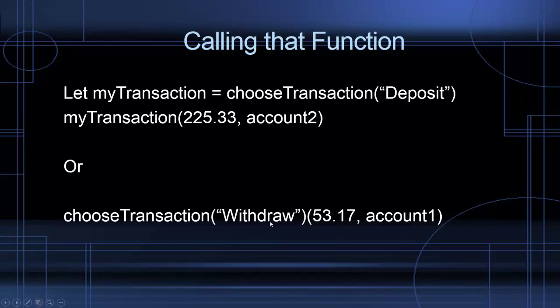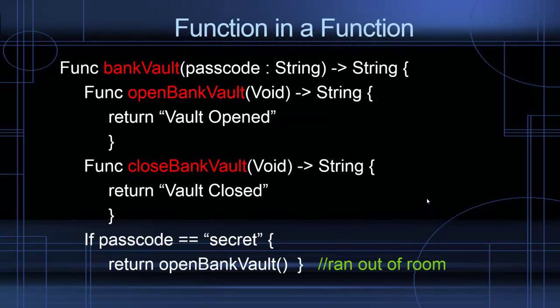So then one more example, choose transaction is going to be withdrawal. So it's going to go to the choose transaction, which is going to say, hey, he typed in withdraw, so deposit is false, so I'm going to run the withdraw function. Then the withdrawal function is going to subtract $53.17 from account 1. So that's kind of how it all works out together. So that's a function calling a function, but you can actually have a function inside a function.